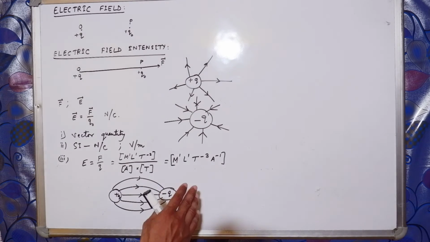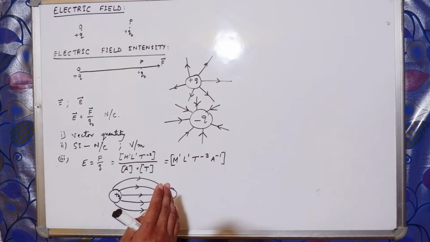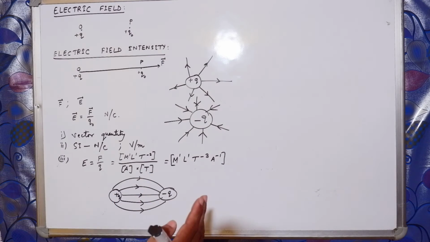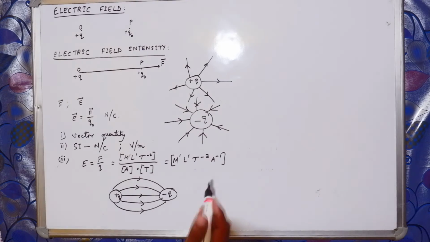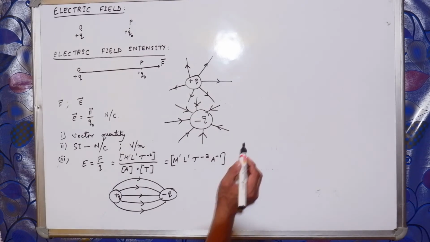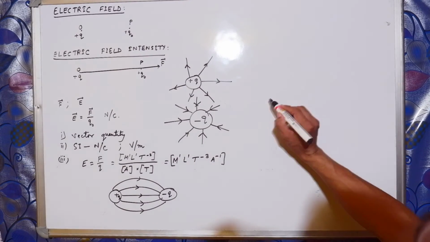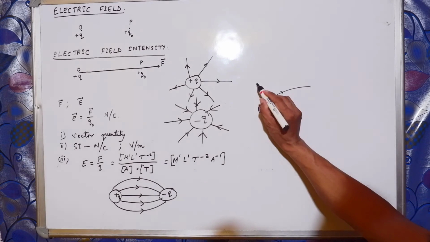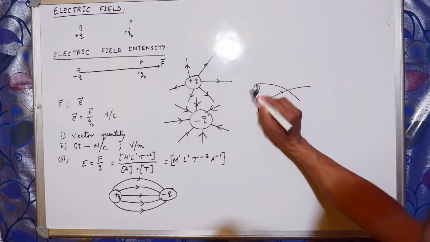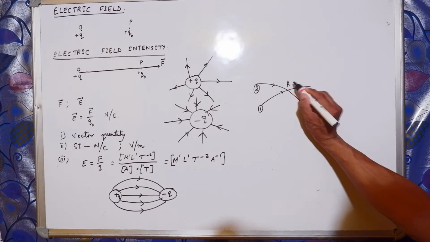Okay, so we already know that electric field is a vector quantity. Now electric field lines are the representation of the electric field. Hence, for example, let us take two electric field lines here. Let us say this one and this one. Just take the example of these two field lines. Let us say they are intersecting at point A.